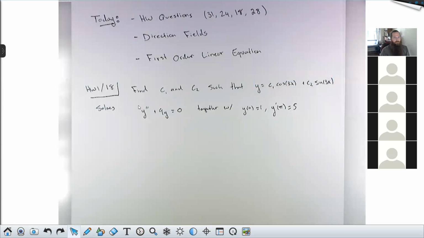This definitely solves the DE. We don't need to check that. They're not asking us to check that. They're just asking us to find the constants so that this is satisfied. You could check that this differential equation is satisfied by this family of functions, but you don't need to. So let's just go ahead and see if we can get these boundary conditions, or if you want to call them initial conditions, satisfied.